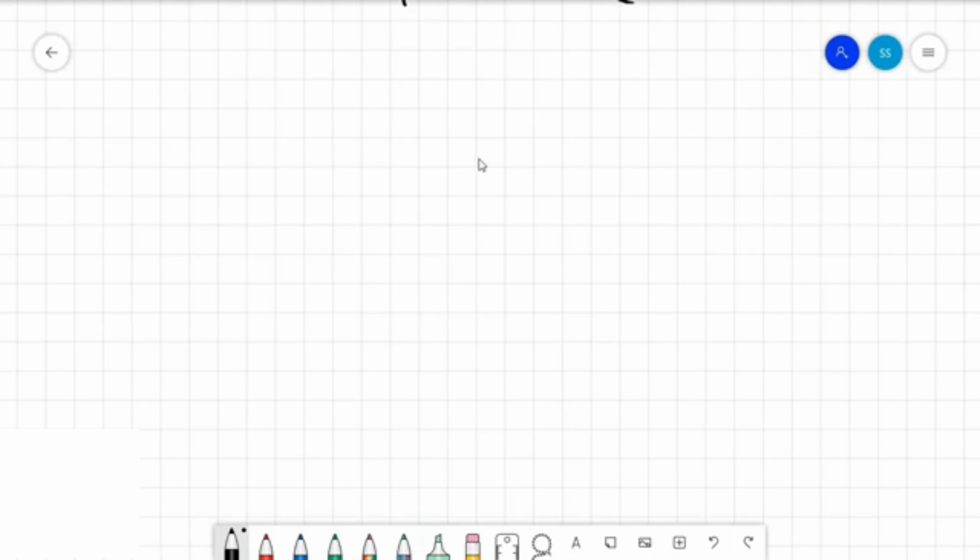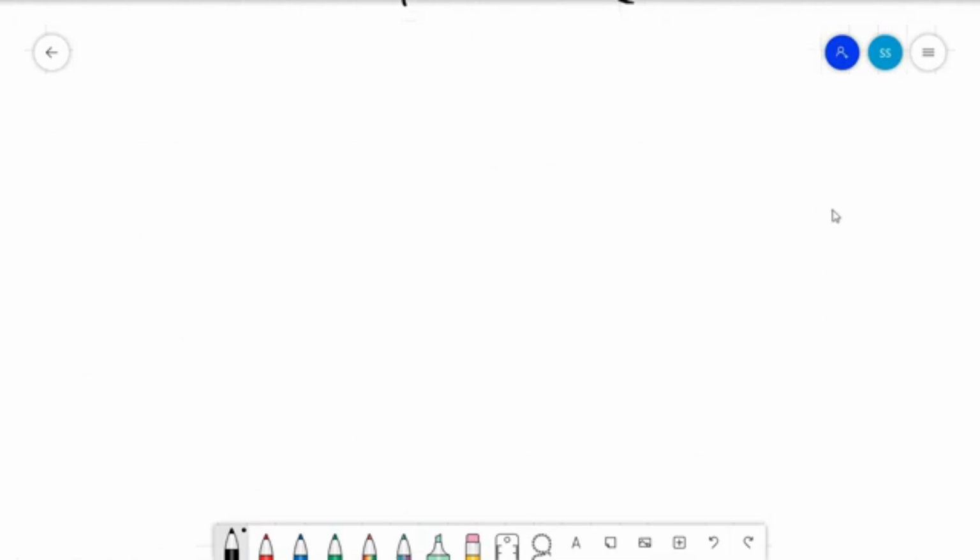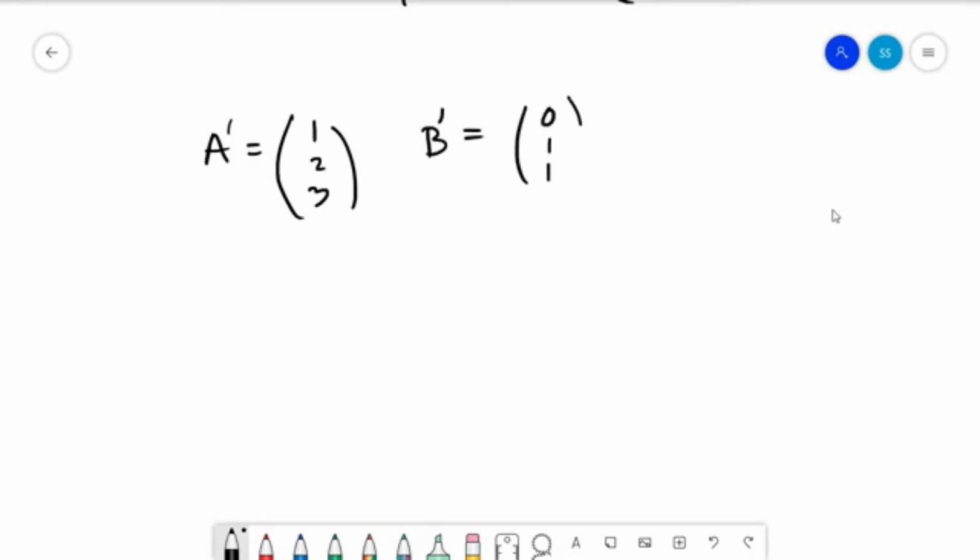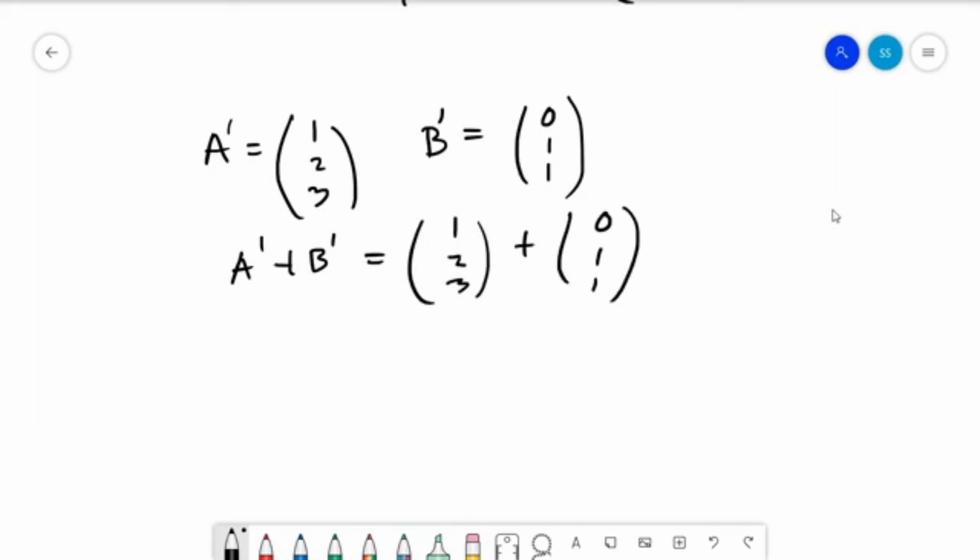Now let's take a look at another example. This time we will be taking a column matrix 1, 2, 3, let's say, and another one. Let's give it a prime so that we don't confuse ourselves, and let's say 0, 1, 1. A prime plus B prime will be given by 1, 2, 3 plus 0, 1, 1. And you can readily evaluate this as 1, and 2 plus 1 is 3, 3 plus 1 is 4.